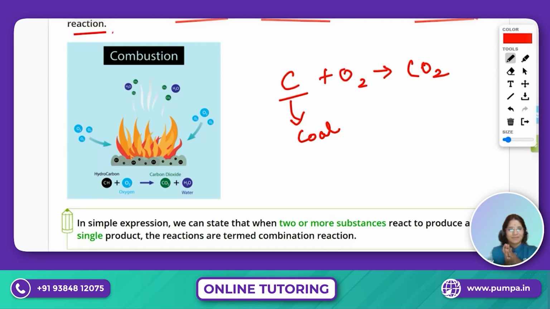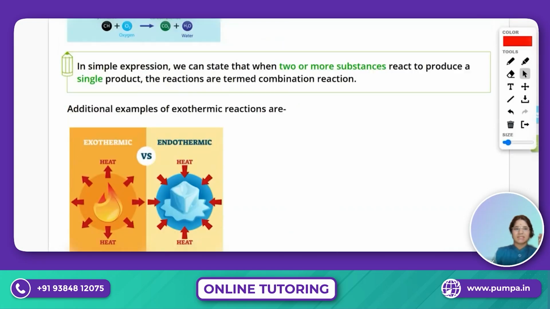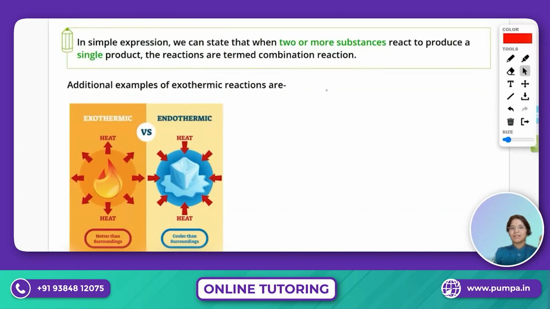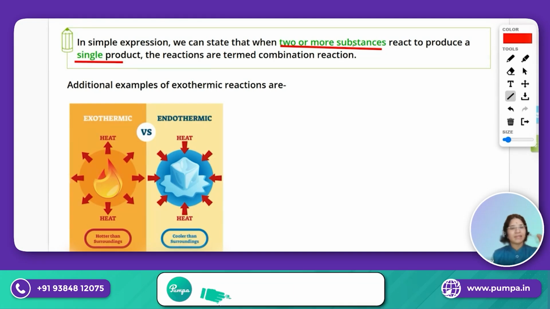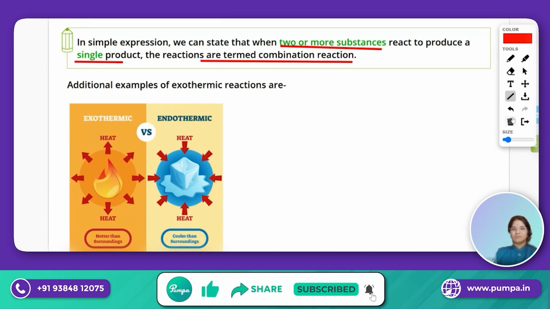Okay then. Yes. So now in simple terms, you can say that when two or more substances combine to form a single product, two or more substances react to produce a single product. That is the key term. So this reaction we call a combination reaction.